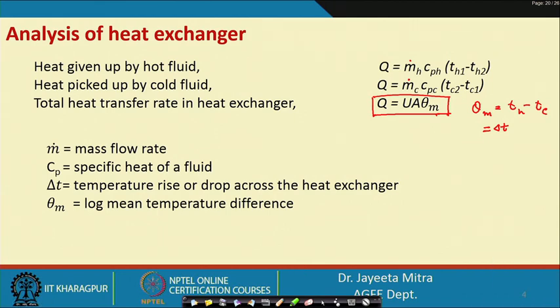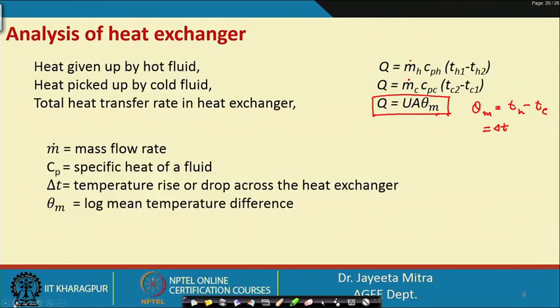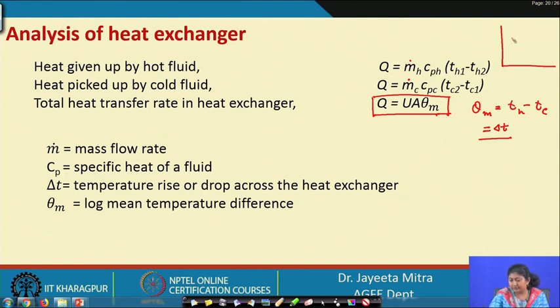Now, theta m is the log mean temperature difference. Why are we calling it the log mean temperature difference? Delta T is the gradient between the two fluids, which is actually the temperature rise or drop across the heat exchanger. So, let us say, since these two are parallel flow.